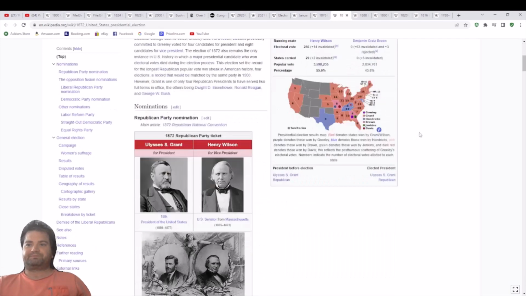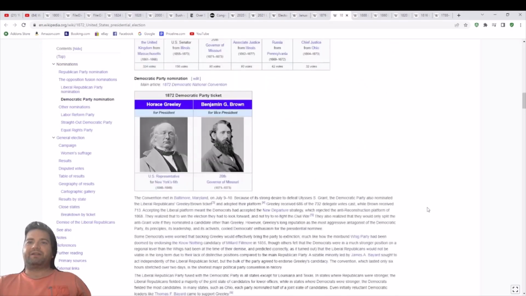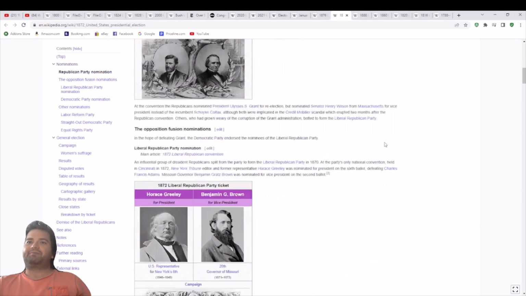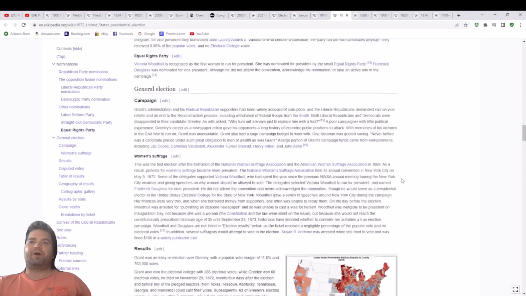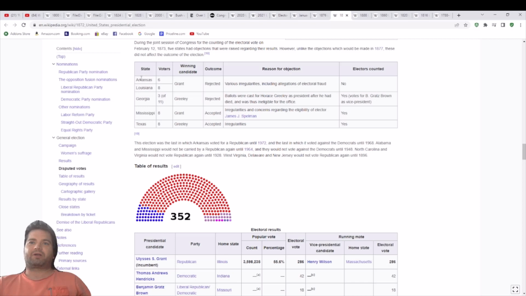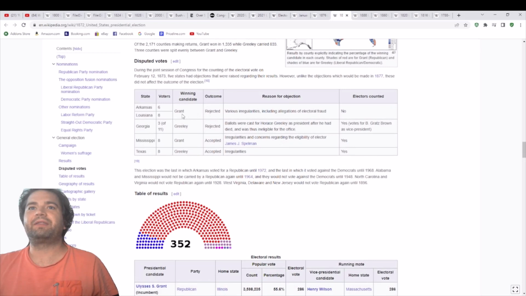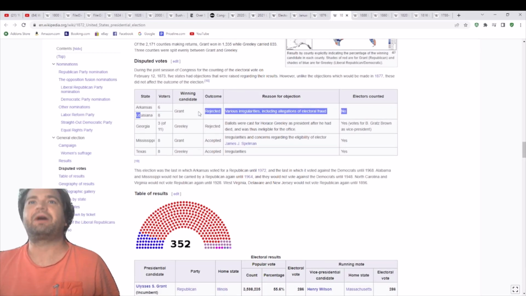Reconstruction ended. And like I said about how difficult it is to have an election under occupation, many of the states in this one were also thrown out. Arkansas, Louisiana. They tried to throw these out, but they didn't. Yeah, these two got rejected, I guess. I don't know. I'm not reading this right.